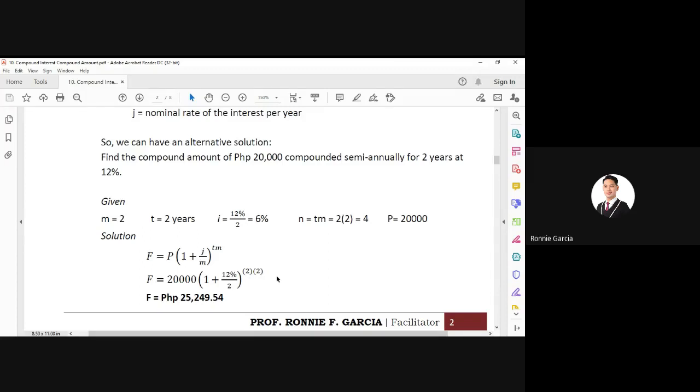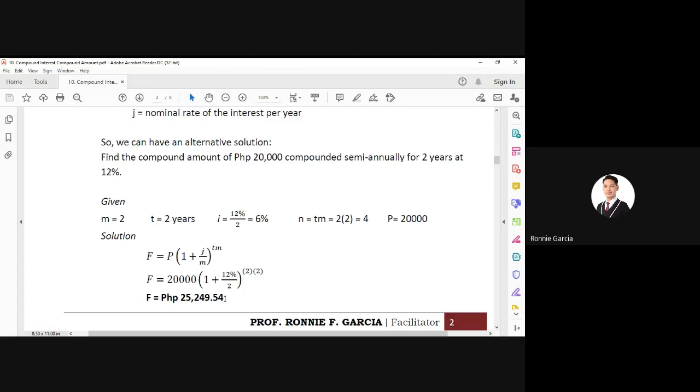What is the result? 25,249.54, sir. Very good. We have to round off our answer up to 2 decimal places because we are talking about money. Centavo man jud ang money, di ba? Ang pinakagamay nga unit sa pag-express sa number sa money is centavo. Centavo from cent, it means 100. So 2 decimal places.